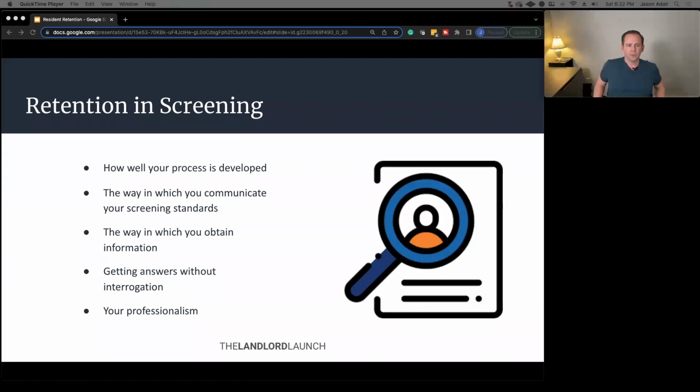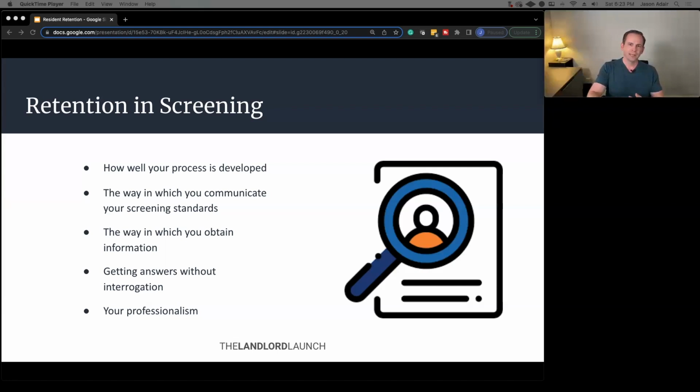Okay, retention in your screening. So how well is your process developed? Again, it's about communicating that you have your stuff together, the professionalism. How are you telling them about your screening criteria? Are you setting them up to question how truthful you are? So if you're like, oh yeah, we can work through anything or whatever, and then you're like, well, I'm going to have to charge you an additional deposit now because this or that, and your communication is off.